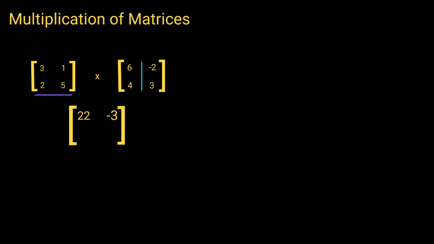After that, you multiply the second row with the first column, and then finally you multiply the second row with the second column. So again, 2 times 6 is 12, 5 times 4 is 20, and adding them will give us 32, which belongs to the second row and the first column of the product matrix.